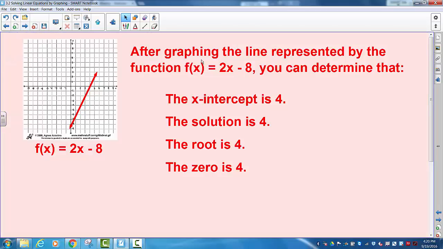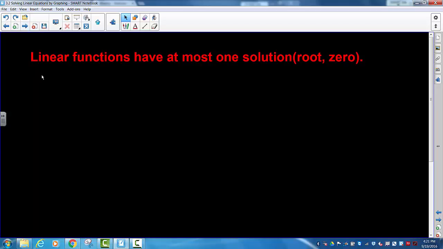After graphing the line represented by the function f of x equals 2x minus 8, you can determine that the x-intercept is 4. See? 1, 2, 3, 4. That means the solution is 4, and the root is 4, and the 0 is 4. Okay? So when we graph this, the x-intercept is where the solution is. You're not concerned with the y-intercept, just the x-intercept.